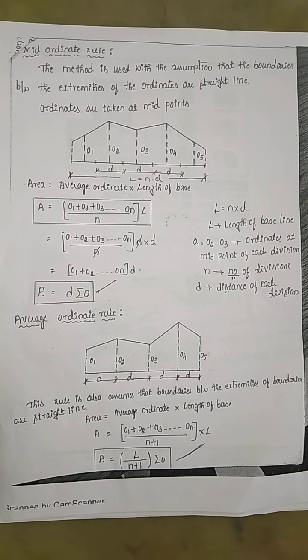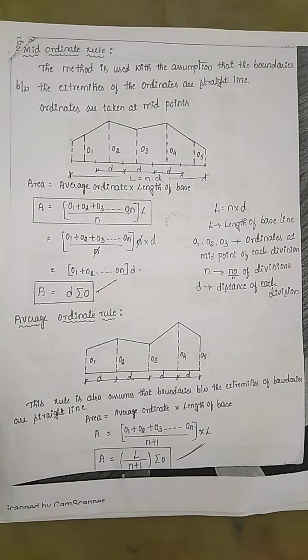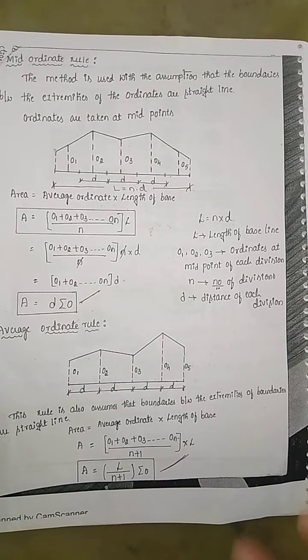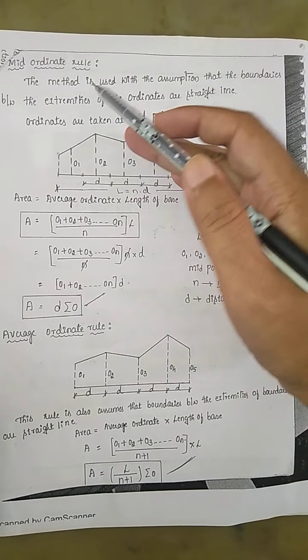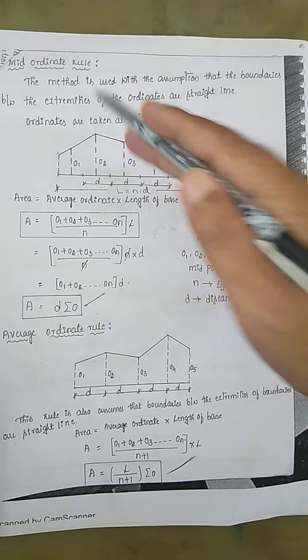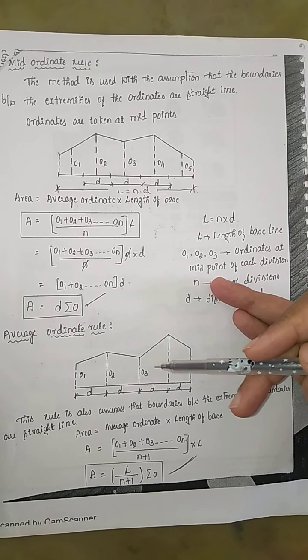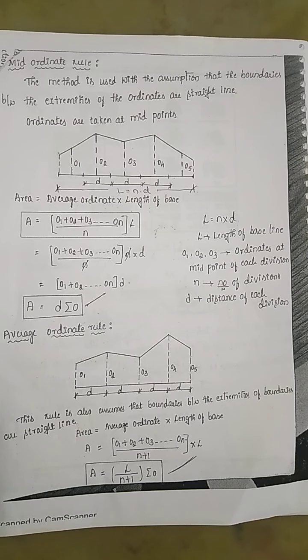In the previous class, we were solving the problems on area, right? Today also we are going to solve more problems on area. But before going to solve the problems, we'll just revise the formulas we have to use in order to solve the problems. Now we have studied four methods: mid-ordinate rule, average ordinate rule, trapezoidal rule, and Simpson's rule. By these four methods, we have seen the formulas.